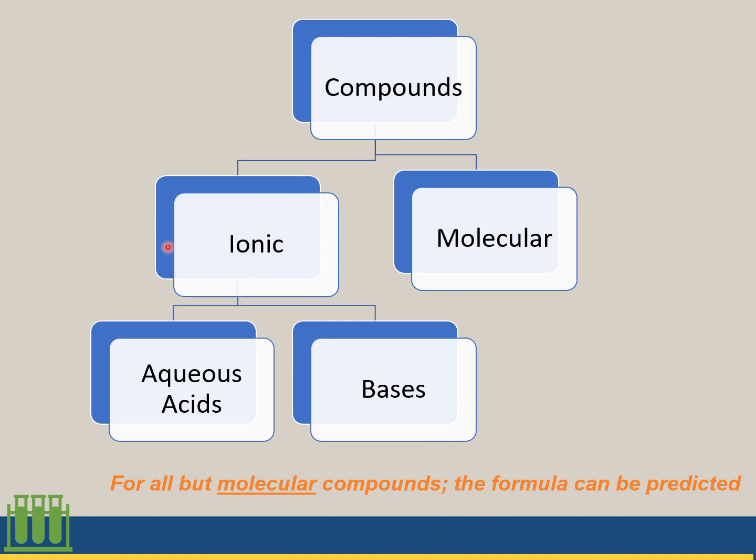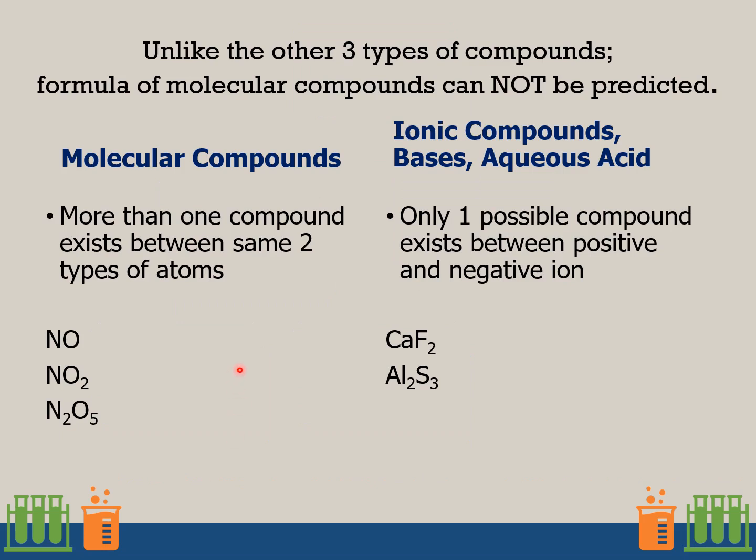Ionic compounds, acids and bases are all made of positive and negative ions, whereas molecular compounds are not made of ions. And for this reason, when we name molecular compounds, we are going to state the number of atoms in the name. In all the other types of compounds, we don't state number in the name. And that's because we can predict the formula. This slide says the same thing. Unlike the other types of compounds, we cannot predict the formula of a molecular compound.